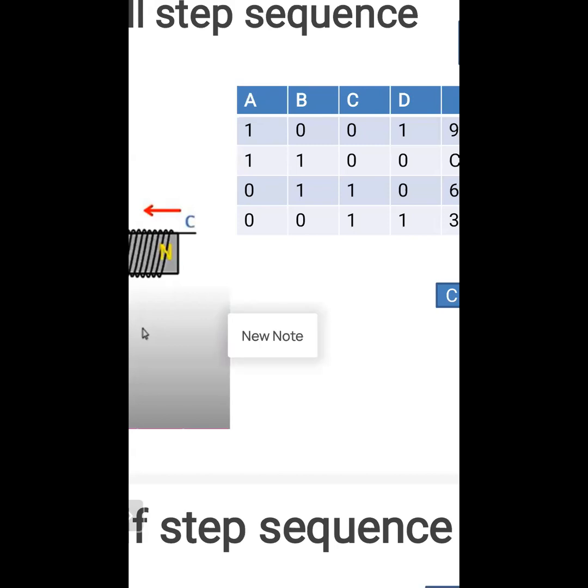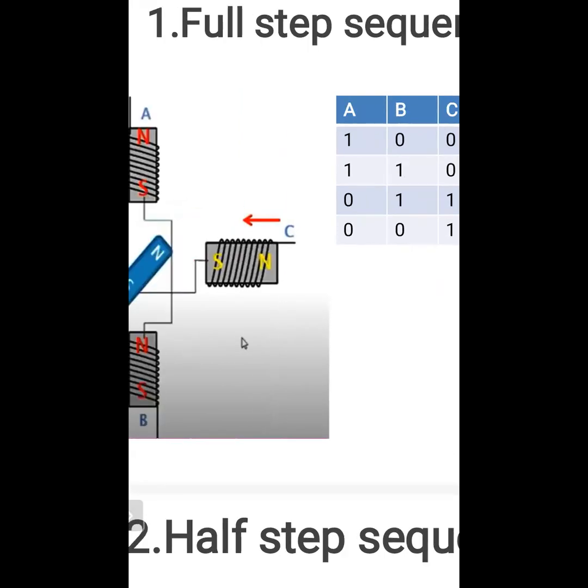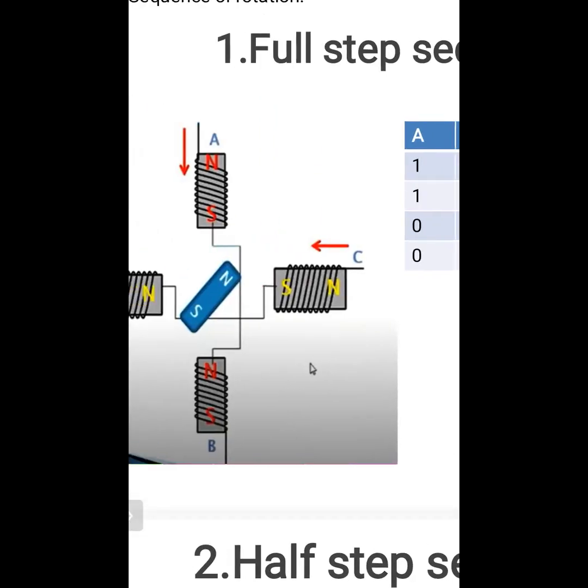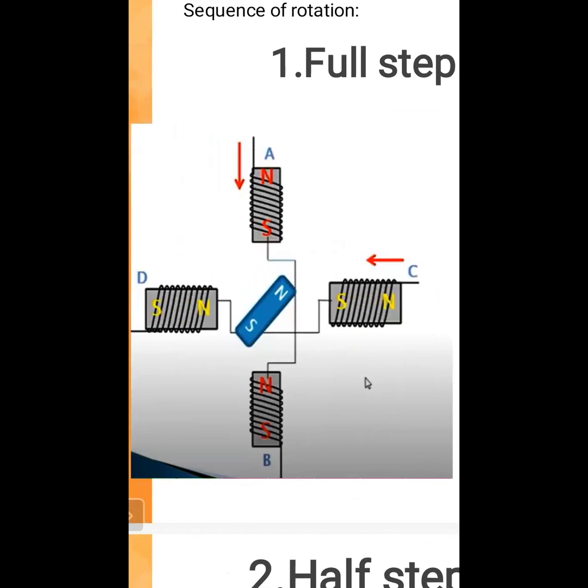What is the meaning of one? One means you have to give the supply to these coils, and these coils are energized, and due to energizing the coils, the rotation of the rotor will be done. Suppose you have to energize A and D, so movement will be done from the right side.